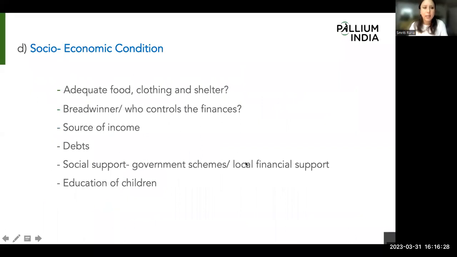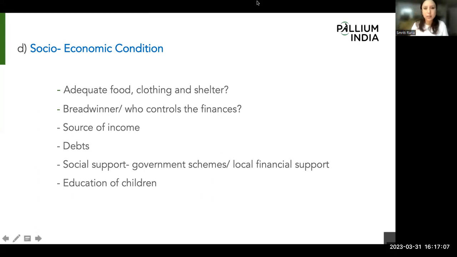And now, socioeconomic conditions. The next part that we're going to examine. Do they have adequate food, water, shelter, clothing? Who is the breadwinner? And who controls the finances? What is their source of income? Do they have any prior debts? Do they have any social support or government schemes or local financial support? How is the education of their children being funded? Has that come to a halt? Has that been affected by the illness? And you can see how this is very closely tied into the eco map, okay? Because the eco map is also telling you where you can look for these resources.